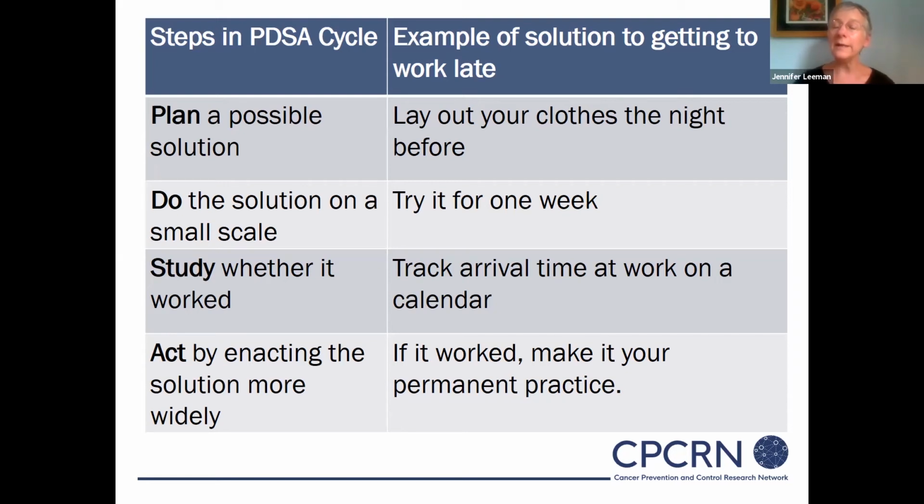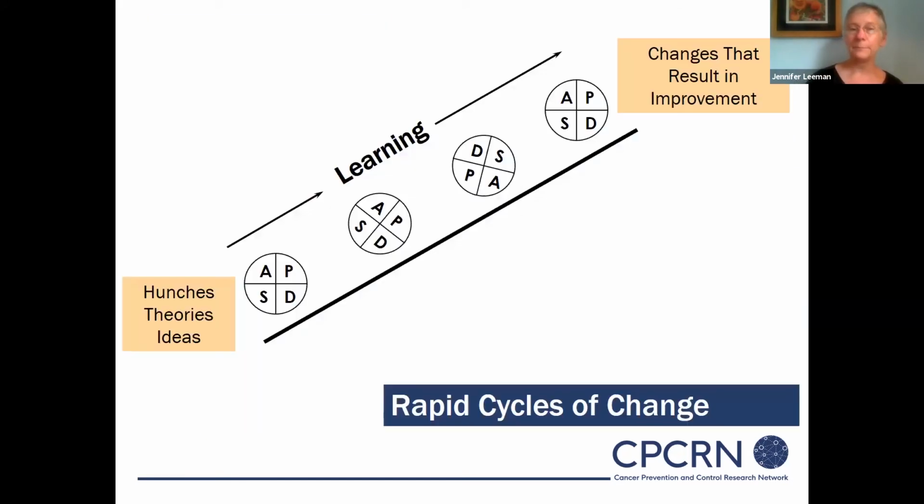So maybe we're getting to work earlier, but we're still not quite on time. So then we would think of another simple change that we could try and put into practice. Again, following the Plan, Do, Study, Act format. So the idea here is that you repeat these cycles over time to progressively improve your implementation.